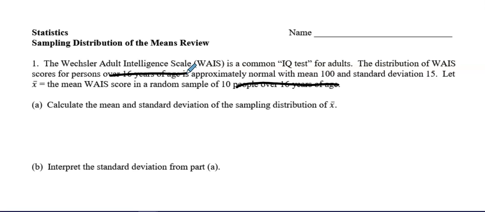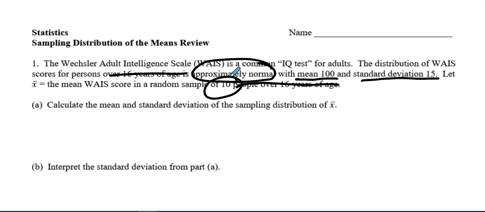Now, if we were doing the whole check of whether there are more than 30 people and whether it is normal, this is important. We're not doing that here, but if we were, that would show us, yes, it's normal. Mean of 100 and standard deviation, that is important. And it says a random sample of 10 people. I did kind of cross that over, but there you go.